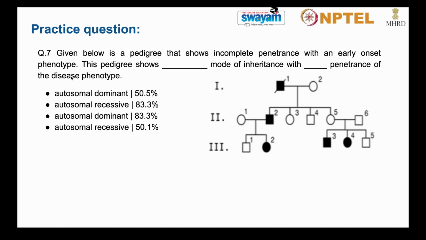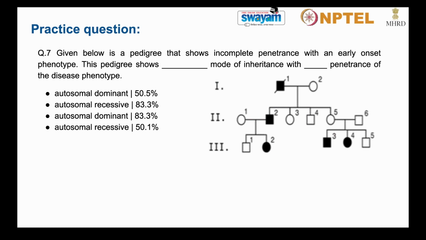The question says, given below is a pedigree that shows incomplete penetrance with an early onset phenotype. The pedigree shows dash mode of inheritance with dash penetrance of the disease phenotype. These are the given options, and this is the pedigree. So you have to answer this question. What do you think? What kind of inheritance pattern is this? And what is the penetrance percent?